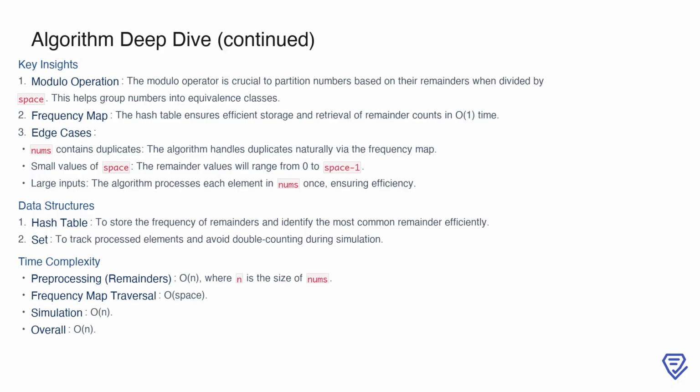Key data structures include the hash table for the frequency map and a set to track processed elements during the simulation. In terms of time complexity, computing remainders takes O(n), traversing the frequency map takes O(space), and simulating the destruction process takes O(n). Overall, the algorithm runs in O(n) time, making it highly efficient.